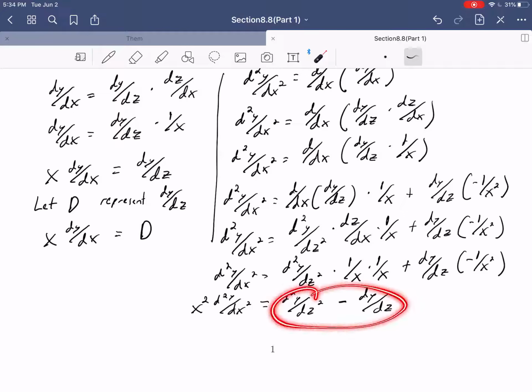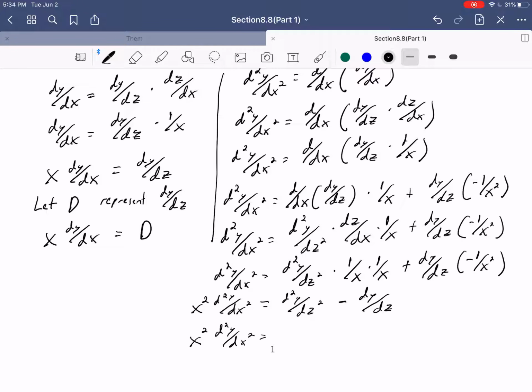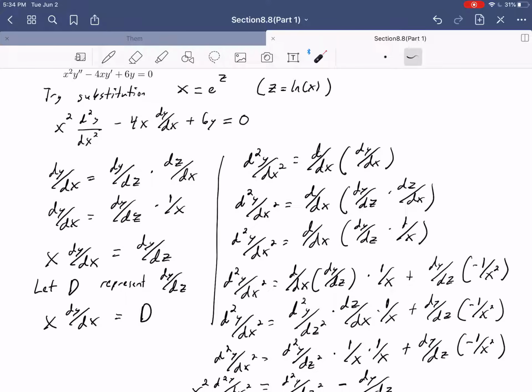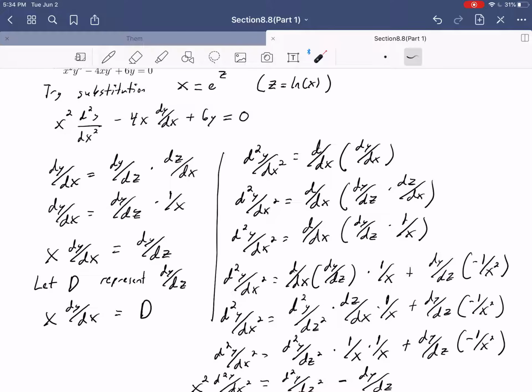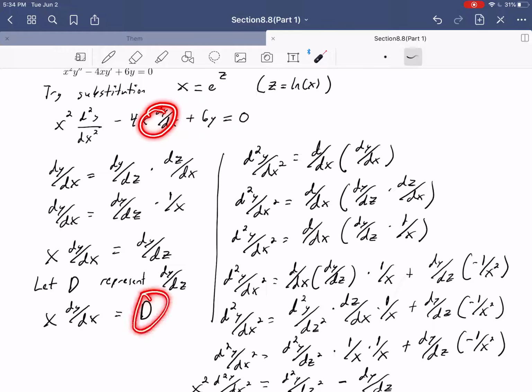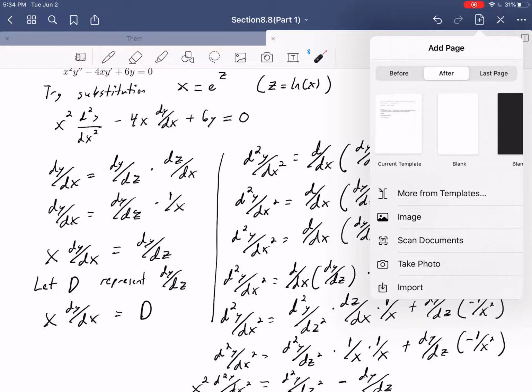And notice that in terms of that operator notation, x squared d squared y dx squared is actually going to be D squared minus D. So what we just figured out is that we can replace this component of our differential equation with D squared minus D. We can replace this component with D itself, and then we'll have a differential equation where y is still the dependent variable, but now z is our independent variable. So let's go ahead and look at what that's going to look like.